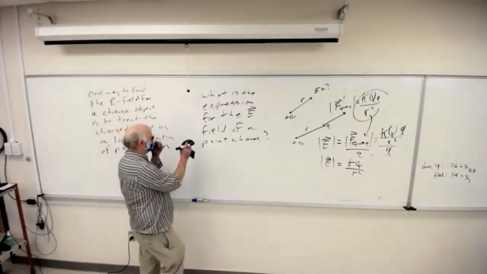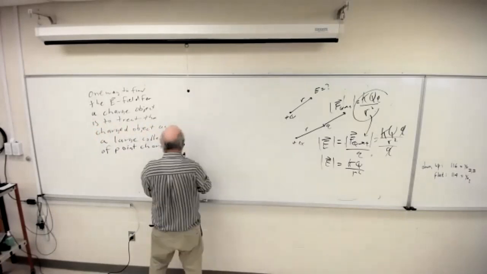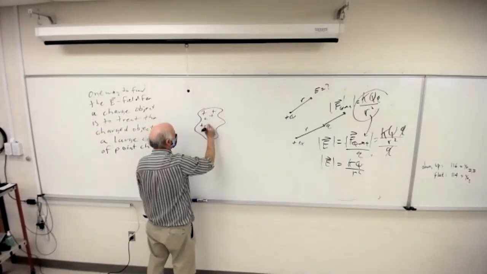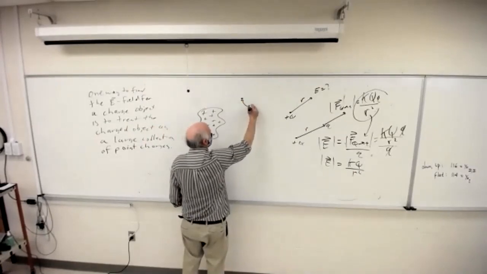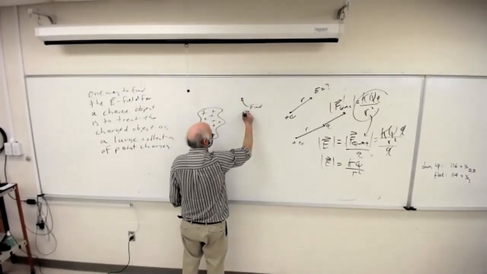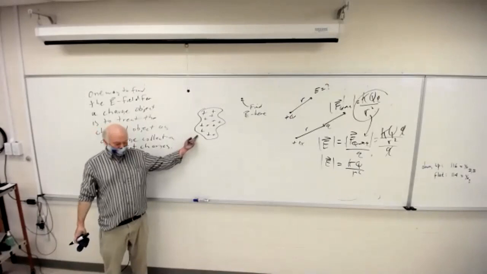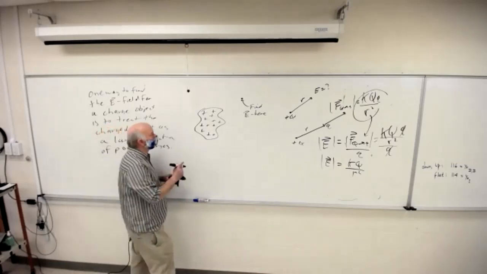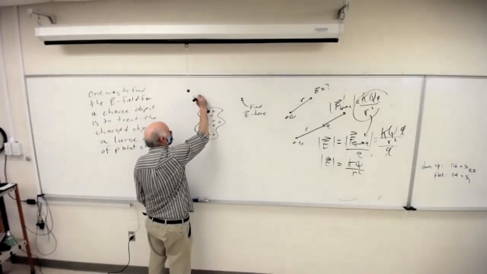And this is what I mean by this. So let's say here's an object. We're going to put charge all over the thing. Now I want to find the E field here. What would I treat this mess as being? A whole bunch of point charges. So I draw some tiny little point charge here.